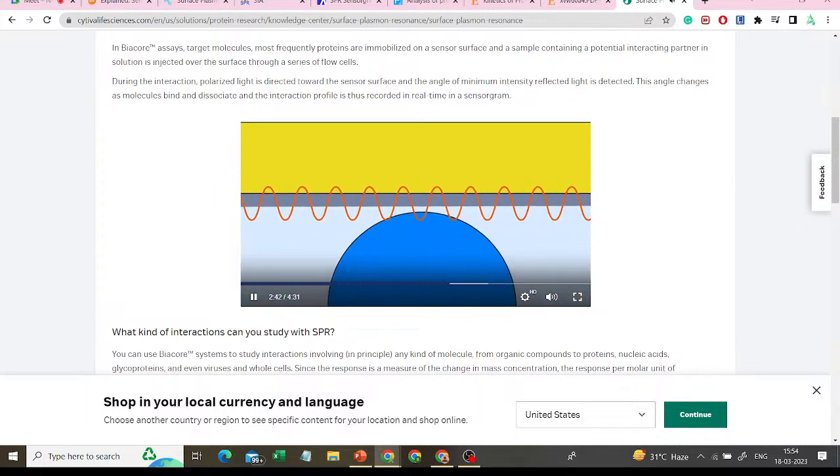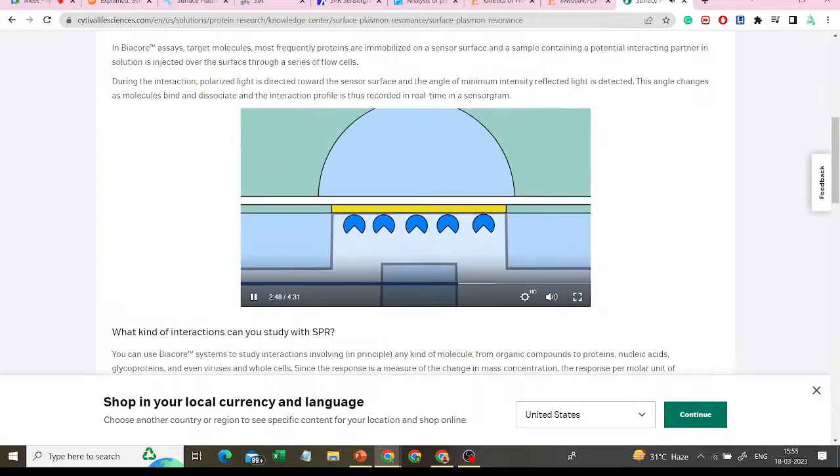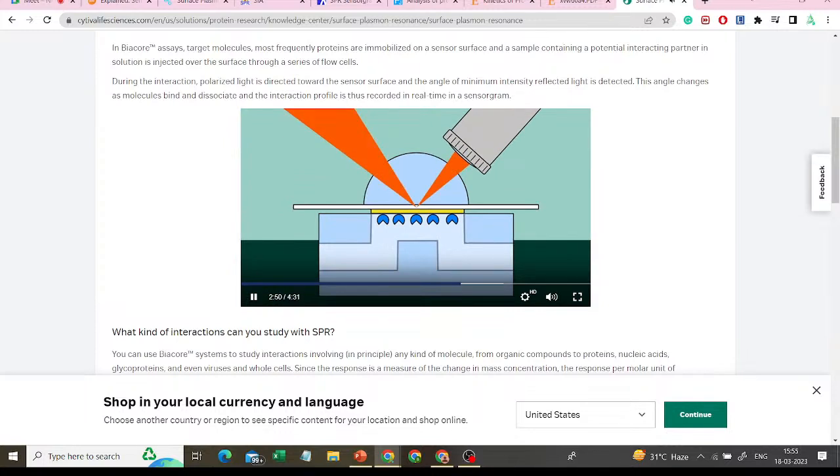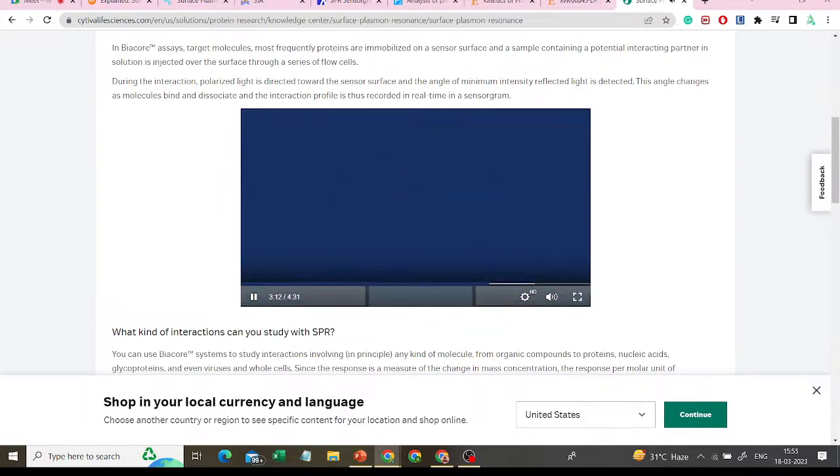Biacore systems use the phenomenon of surface plasmon resonance to detect biomolecular interactions as they happen. SPR causes a reduction of the light intensity reflected at a specific angle from the glass side of the sensor surface. As molecules bind to the sensor surface, the refractive index close to the surface changes, altering the angle of minimum reflected intensity. The change in SPR angle is proportional to the mass of material bound.